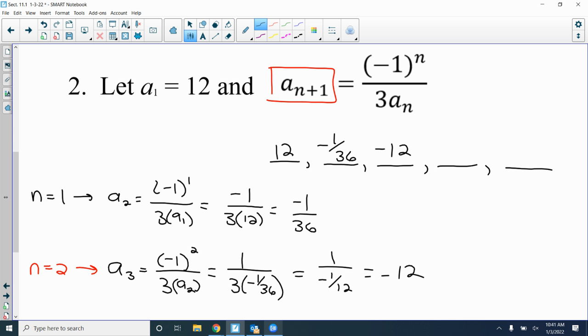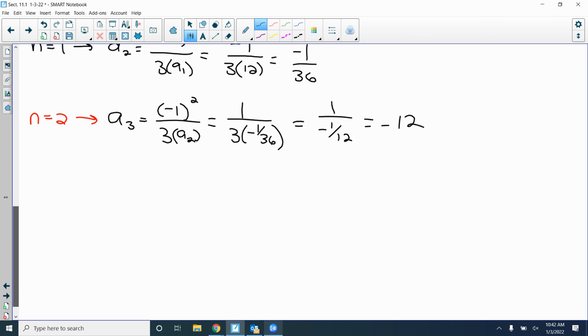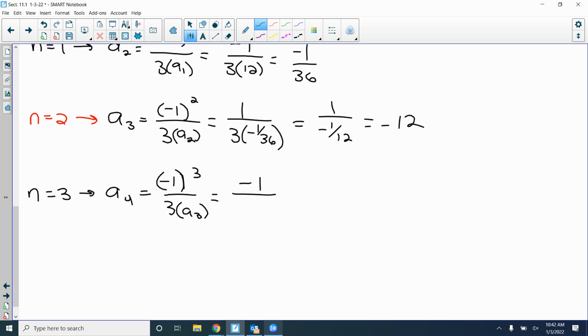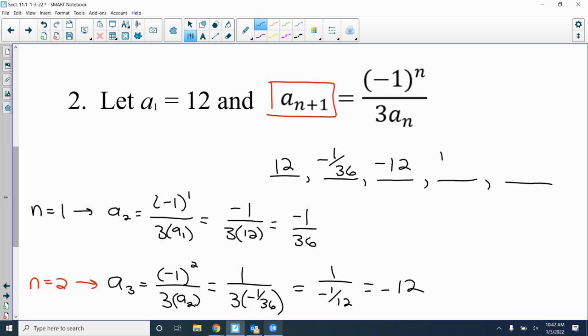We're finding the fourth term, so n has to be 3. a sub 4 equals negative 1 to the cubed over 3 times a sub 3. Negative 1 cubed is a negative 1. 3 times negative 12, what's going to be my final answer? Positive 1/36. All right, see if you can find the last term.